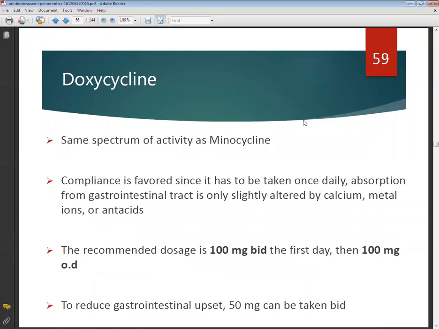Another drug is doxycycline. It is a broad spectrum antibiotic. The recommended dose of doxycycline is 100 milligrams BID for the first day, then 100 milligrams OD for about 21 days.